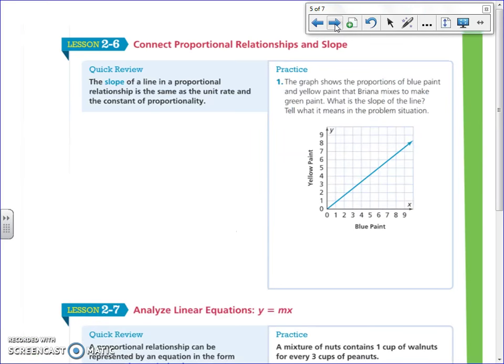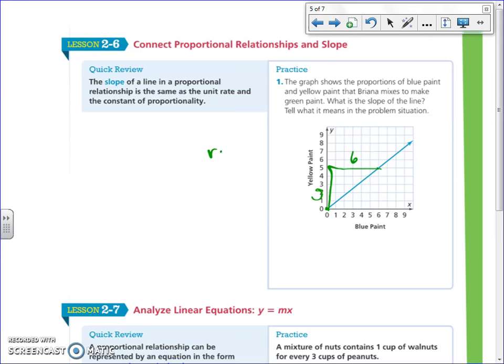Alright, 2-6, we are connecting proportional relationships and slope. So for this one, I'm going to look for the slope of this line. To find the slope of this line, a couple ways you can do it. One is to just simply look at the rise over run from 2 points on your graph. So I'm going to look at 0, 0. It also goes through 6, 5. So for those 2 points, I'm going to be looking at what was my rise and what was my run. I went up 5 and I went over 6.